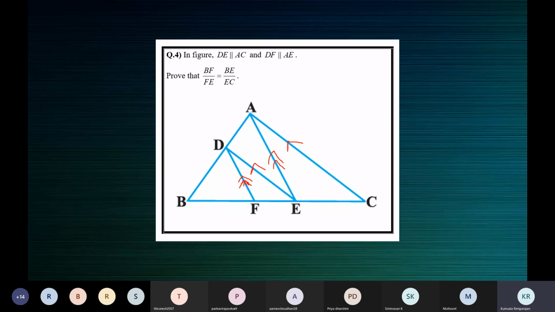Which is the line parallel to AC? DE. So you must take D on AB and E on BC. Now tell me the ratio on BC. BE by EC. Yeah, and on BA.